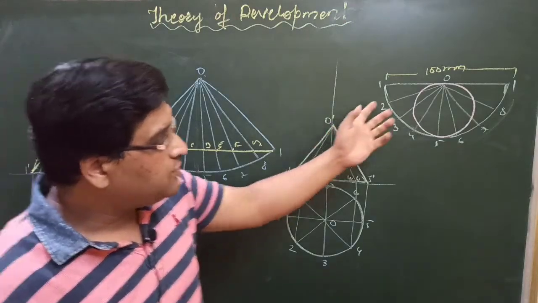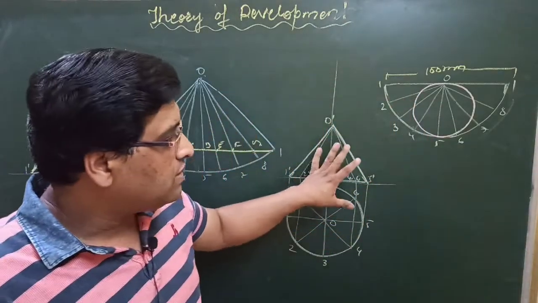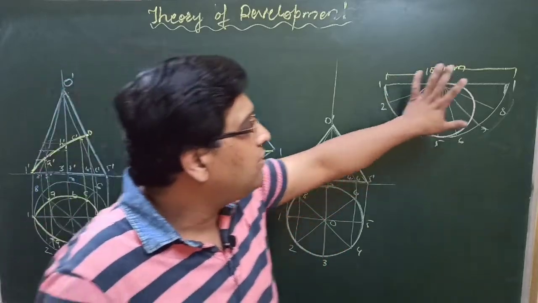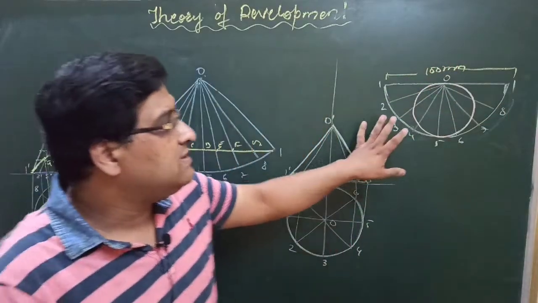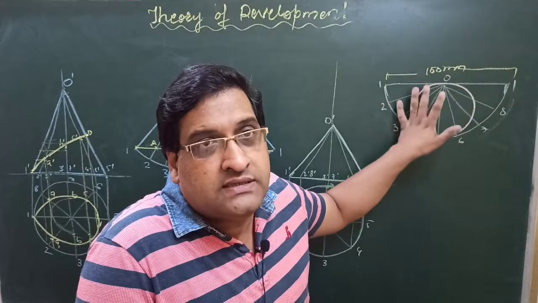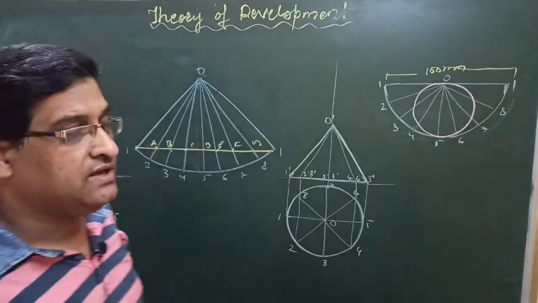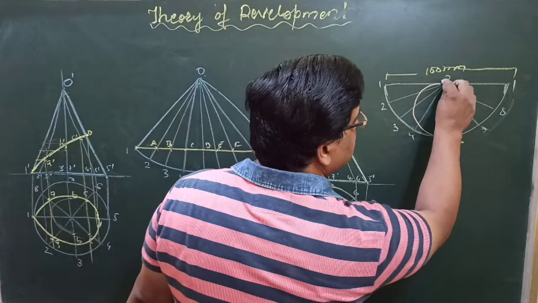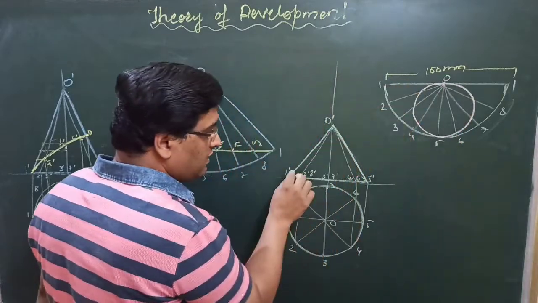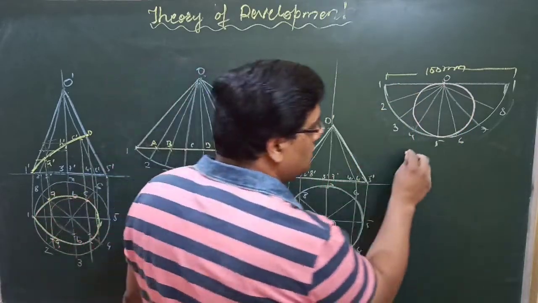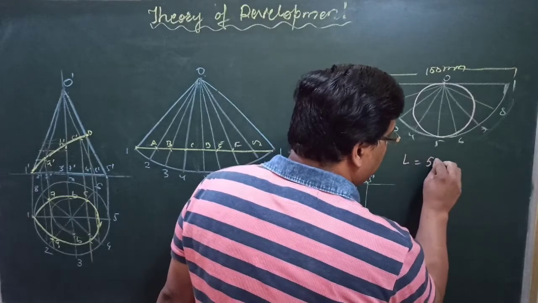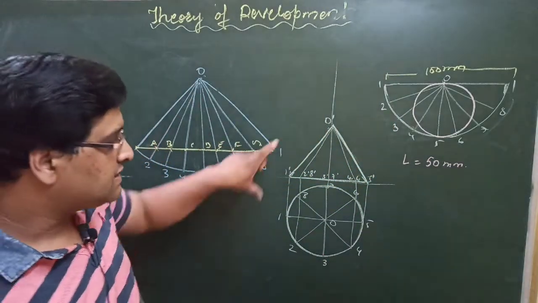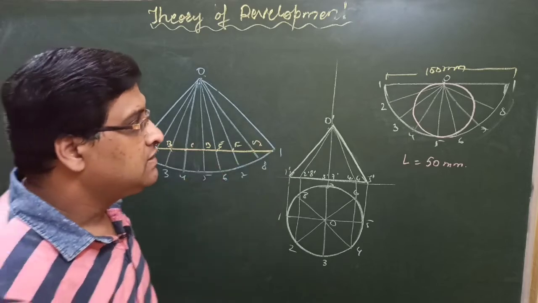So look at the picture here. No height of the cone is given, nothing about diameter is given, but all data is given here. The only thing given is that the opened cone is a semicircle of 100 mm diameter. So if you look at this, what is this distance? O to 1. This O to 1 is the slant edge. So L is equal to 50 mm here, right? Slant edge is 50 mm.